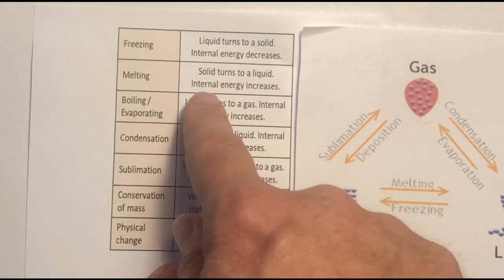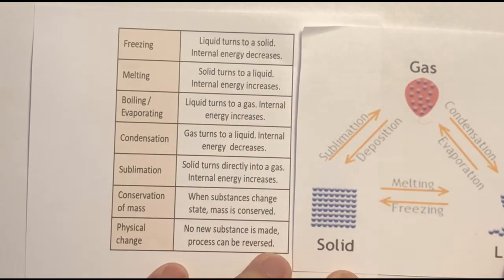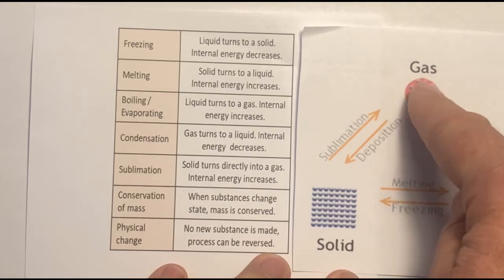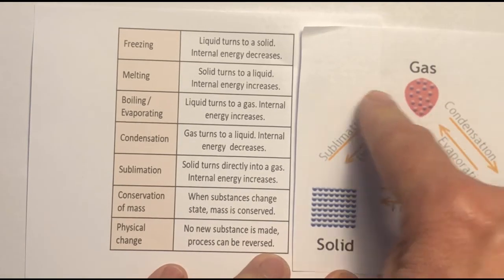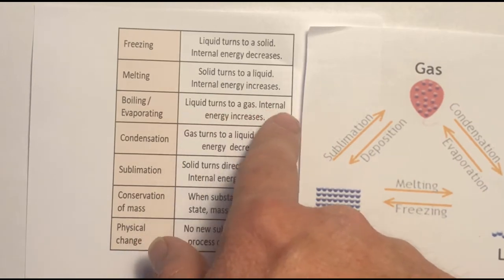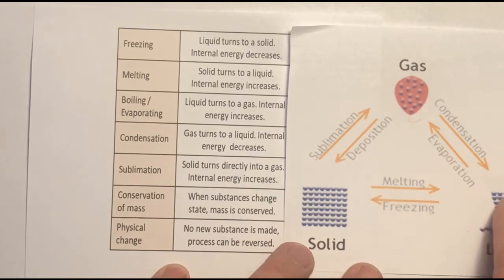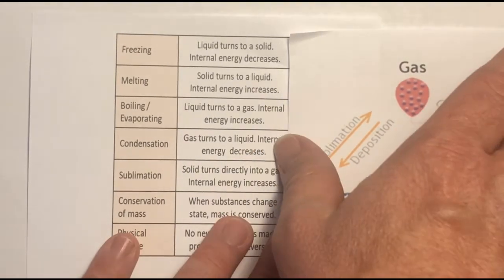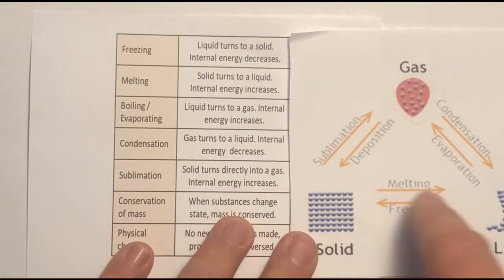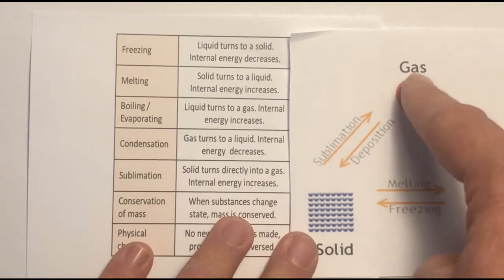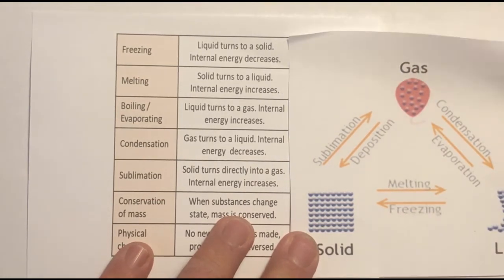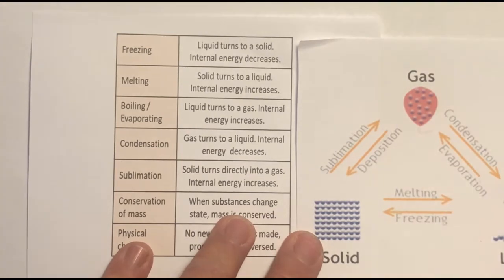Solid turns to a liquid, internal energy increases. These particles are moving around more, they've got more energy. Boiling, evaporation, liquid to a gas. Which one's got the most energy this time? The gas. Those particles are moving around a lot more. So liquid turns to a gas, internal energy increases. There's more energy here. Condensation: gas turns to a liquid, internal energy decreases. More energy, less energy. The particles are moving around more here, less there.